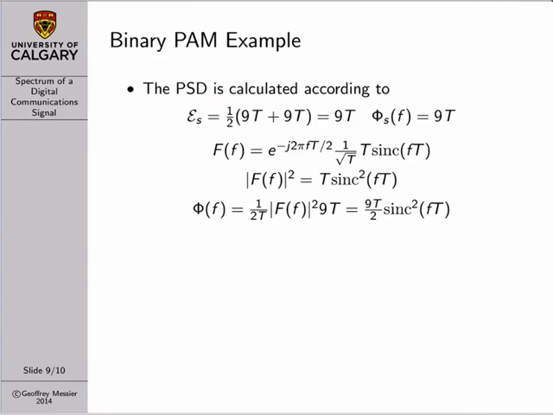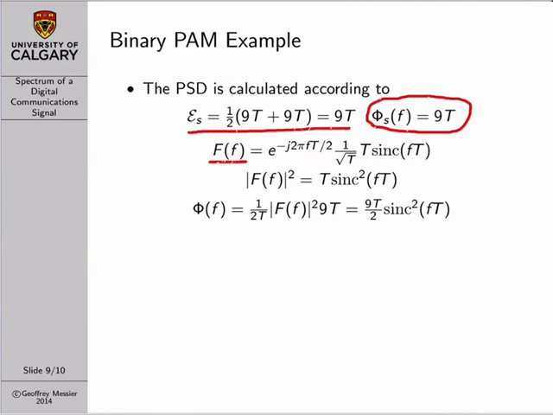And so on this slide, we'll just calculate the terms that we need for our equation. And so the average energy per symbol is equal to 9T. And assuming that the information symbols are independent from one another, the power spectral density of our signal vectors is just equal to the constant 9T, equal to the average energy per symbol.